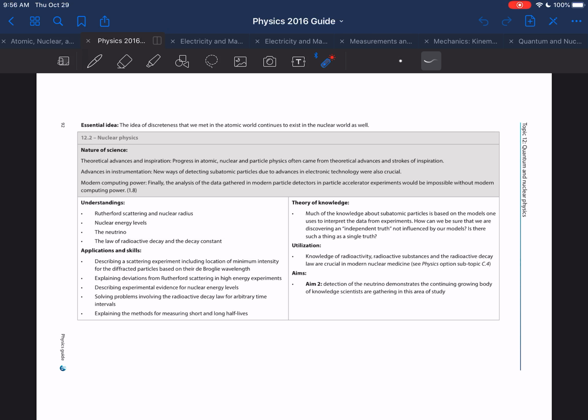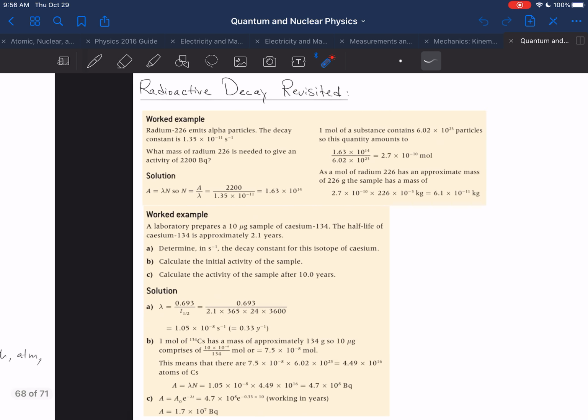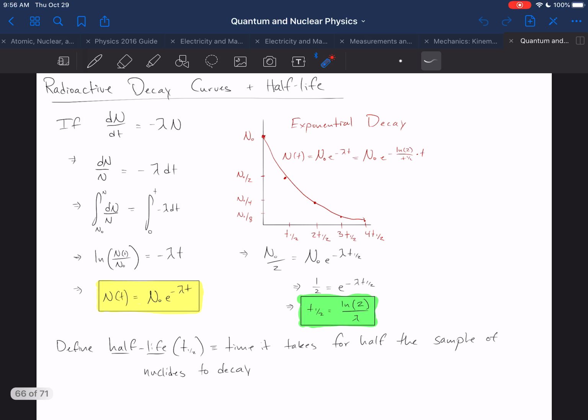Hello everyone! In this video we will continue to examine topic 12.2, nuclear physics, and finish up our discussion of the law of radioactive decay and the decay constant. In the previous video we discussed how dN/dt equals negative lambda N, that fundamental radioactive decay relationship related to the fact that each individual nuclide has a fixed probability of decaying in any amount of time, which gives us our equation for exponential decay.